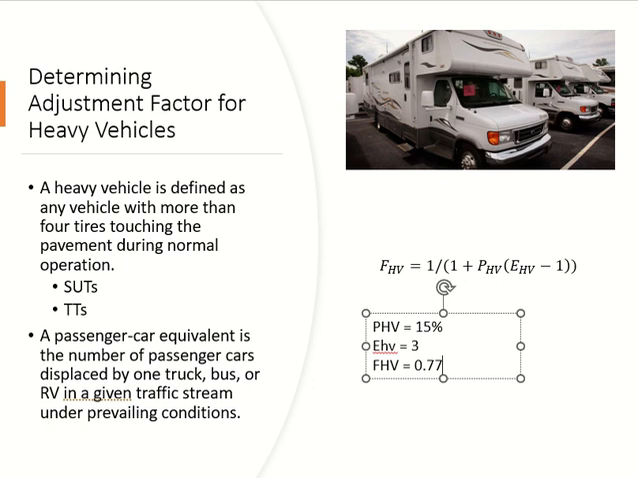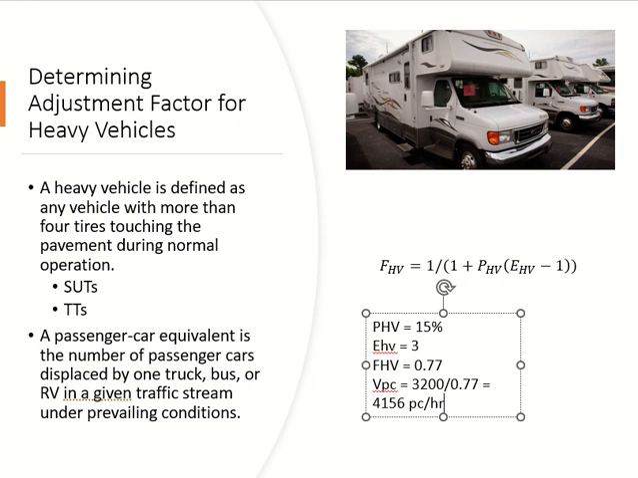Now, what can we do with it? If you want volume in passenger cars, just divide the volume with FHV. This will convert it into passenger cars. How much? Okay, clear? This is one way of doing it. We used what? FHV, direct.